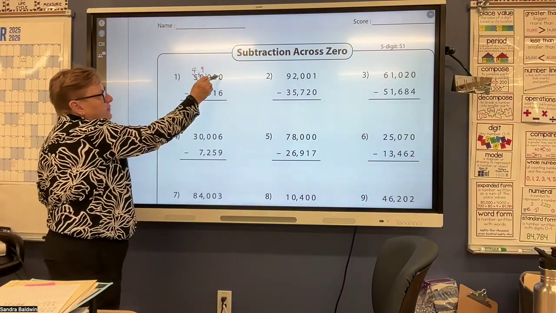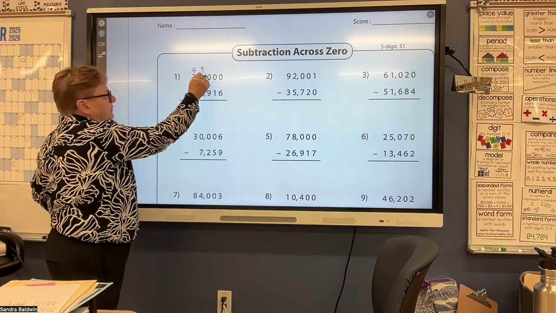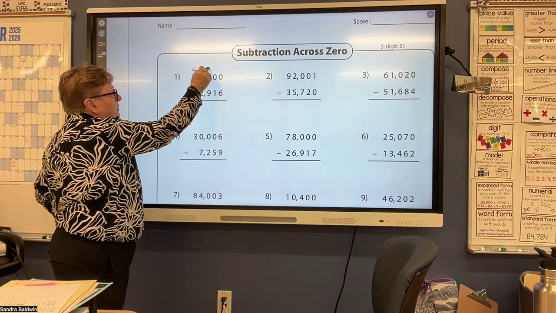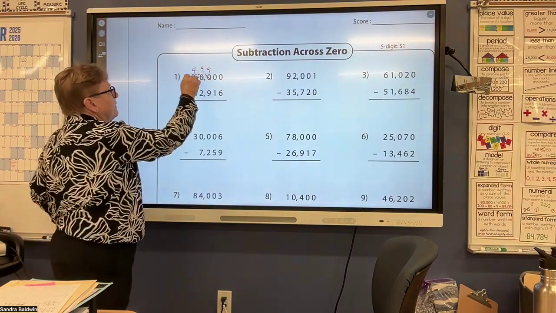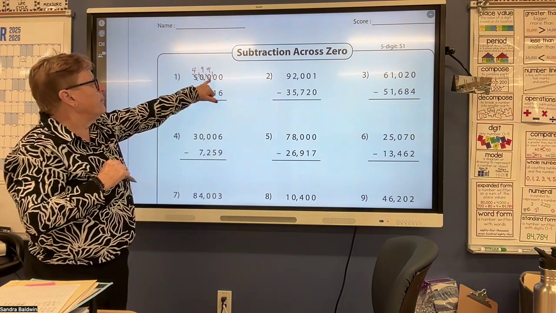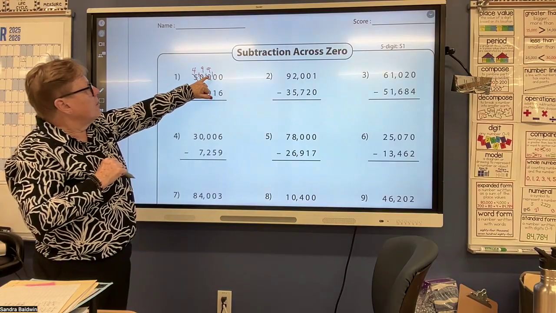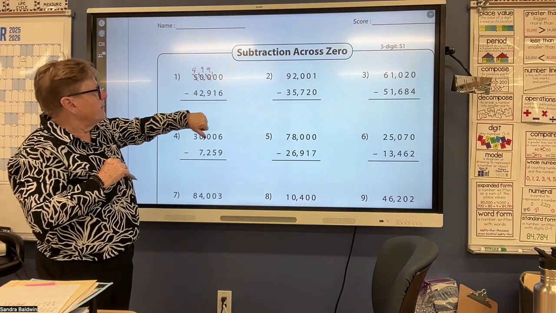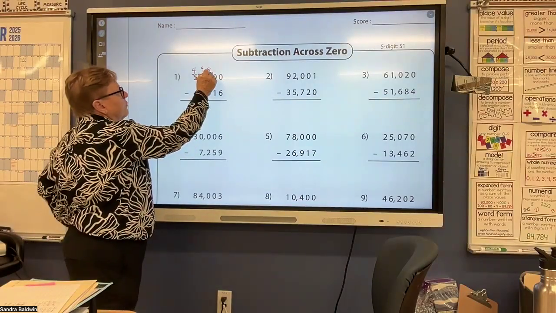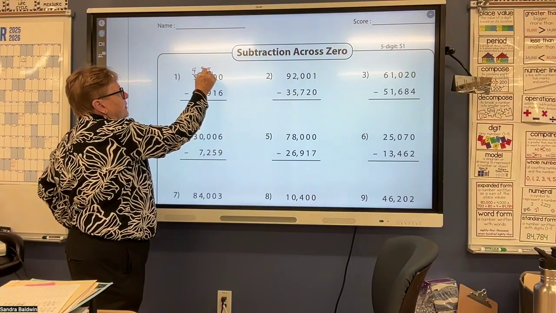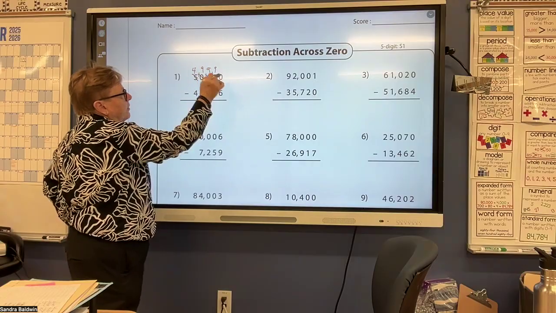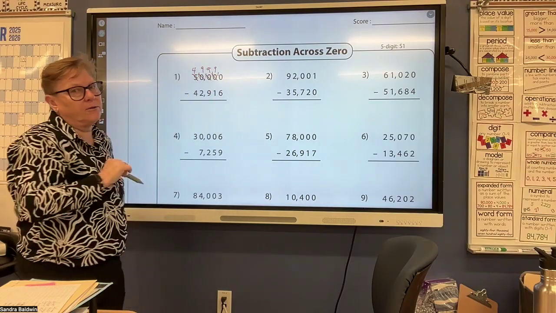Well, I'm still trying to get to this number. So I've got to take 1 from the hundreds and give it to the 10. So that becomes a 9. I take that 1 from here and put it here in the tens place. So it becomes a 10 in the tens place, but I still am dealing with this 0 in the ones place. So I am going to need to regroup. Instead of 10 tens, I'm going to make that 9 tens and put that one over here. Now I can subtract.